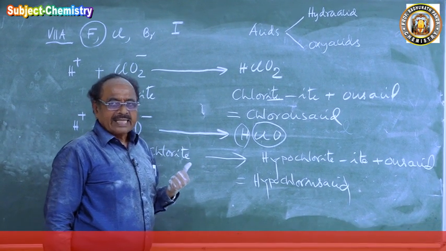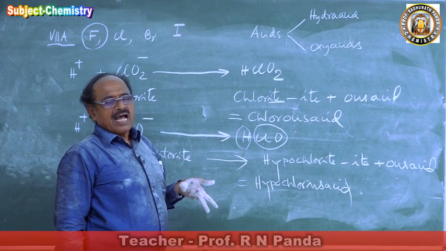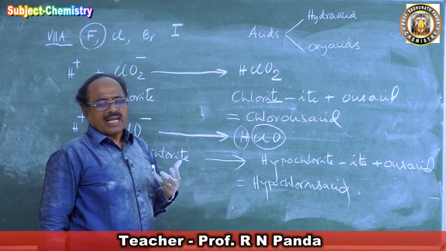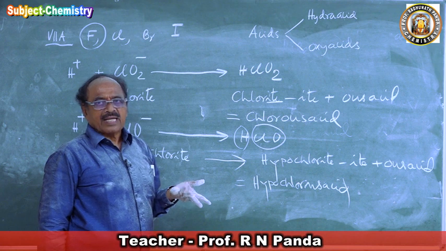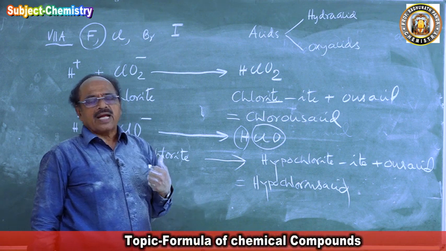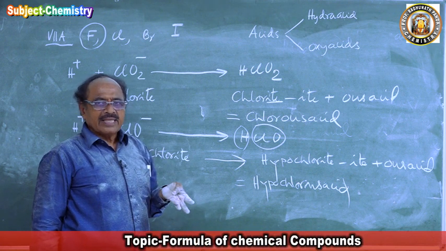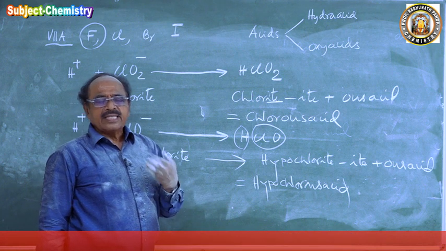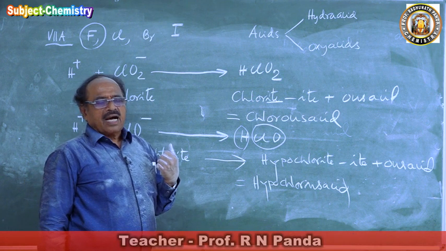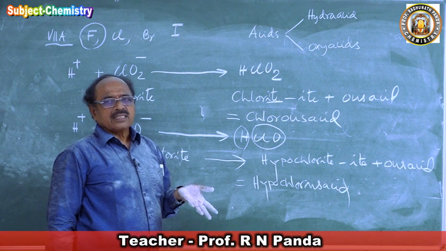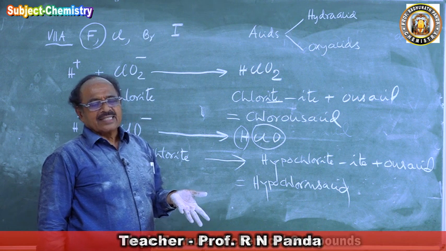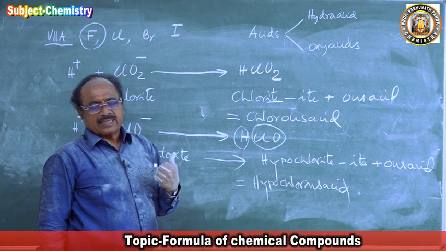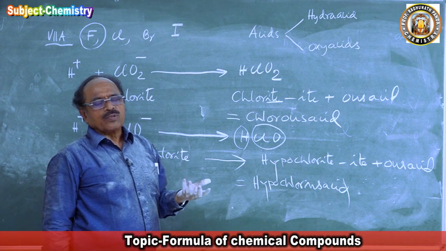If I come to iodine, IO4 minus is periodate, HIO4 is periodic acid. IO3 minus is iodate, HIO3 is iodic acid. IO2 minus is iodite, HIO2 is iodous acid. Then IO minus is hypoiodite, HIO is hypoiodous acid.